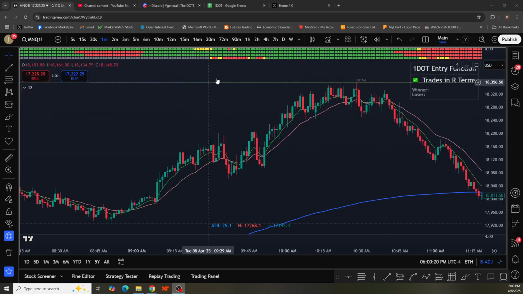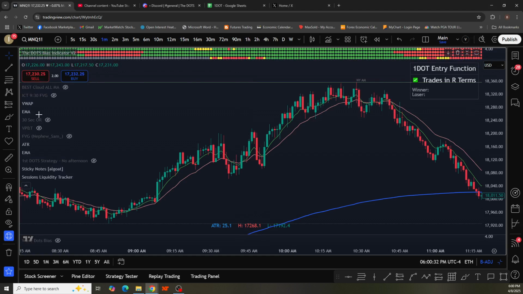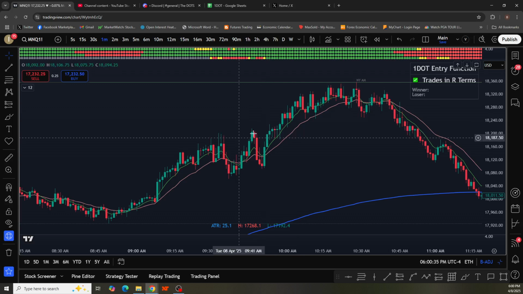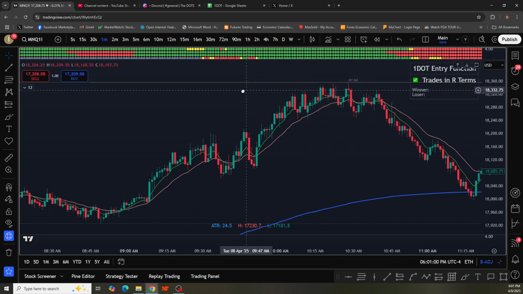I'm going to take you through a very quick video showing you how I use the one dot entry function, which is a way of entering trades based on the dots in the dots bias indicator, which is on the top of my screen. So all the one dot entry function is simply buying and selling a close of the first column of all uniformly colored dots. So right here where my cursor is, this is the first column of all green dots. Buying here, first column of all green dots. Buying here, and then I'll take you through how the day went.